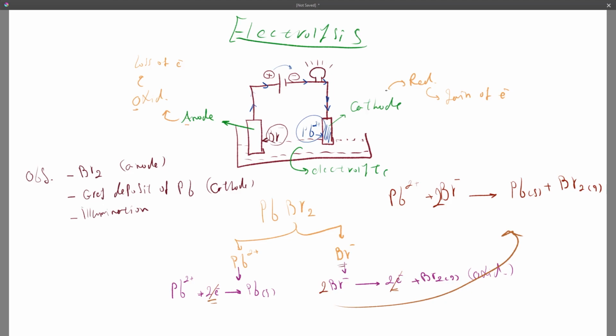Of course, also note that there are precautions that must be taken before conducting such an experiment. This reaction releases bromine gas. Bromine gas is toxic, so this reaction must be carried out in a fume cupboard. Another thing is that lead bromide and lead are both toxic, so you must handle them while wearing gloves. So these are the precautions to take before conducting such an experiment.